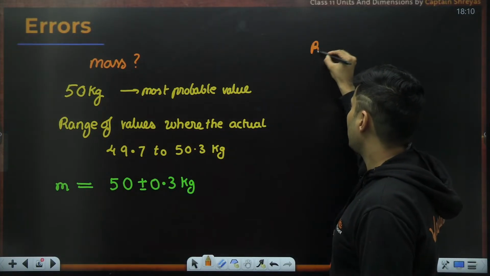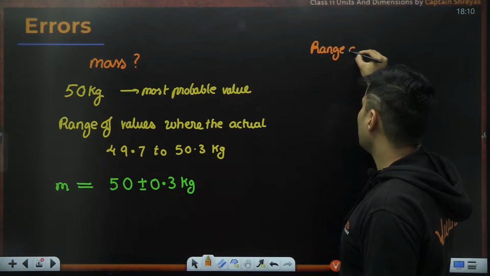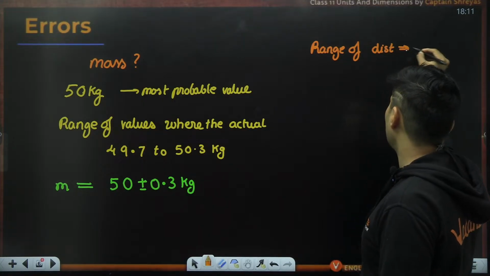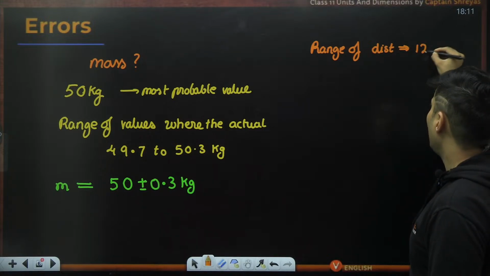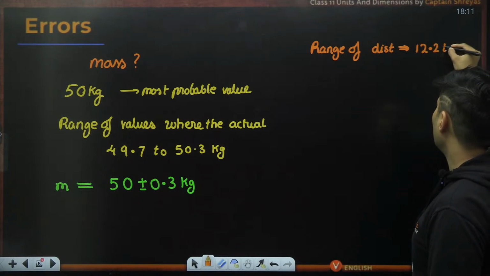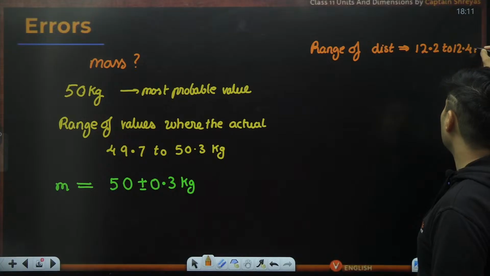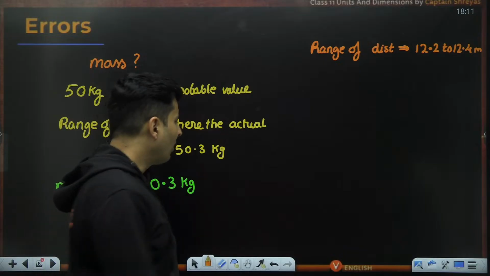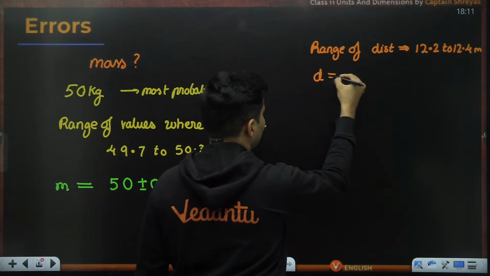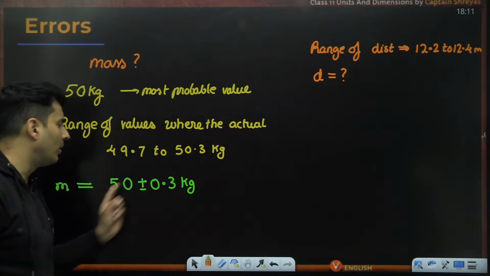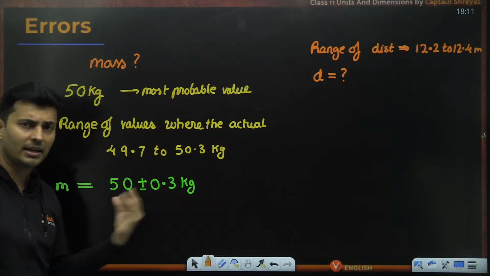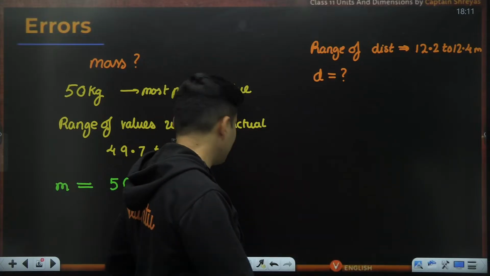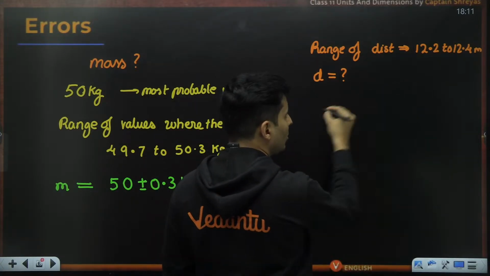If I tell you the range of my measurement, let's say the range of some value, like distance. The range of distance is somewhere between 12.2 to 12.4 meters. So what is the exact distance that you would write in this particular form? The correct way, mathematical or physical way of writing it. I can see 12.2 to 12.4 is the range.